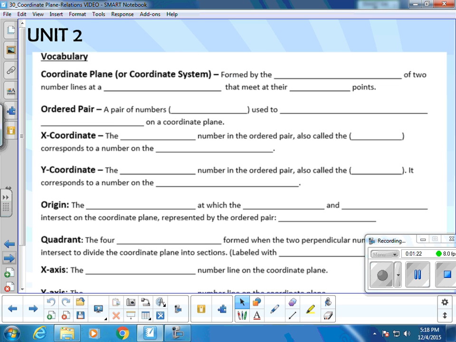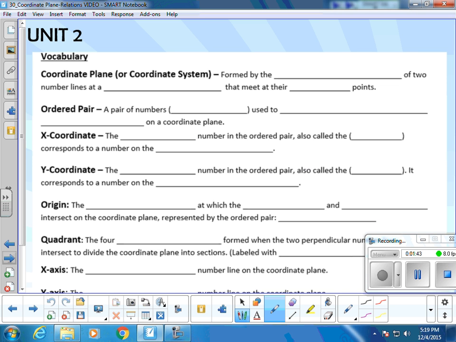Okay, so first of all, I know I gave you your notes, and on the very top it's got a foldable. We're going to skip that for a second, and we'll go over and label that when we get into class. But for now, I want you guys to go through the vocabulary with me, so when we come into class, we're able to do that foldable very easily.